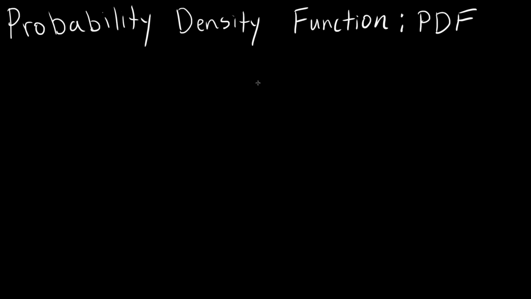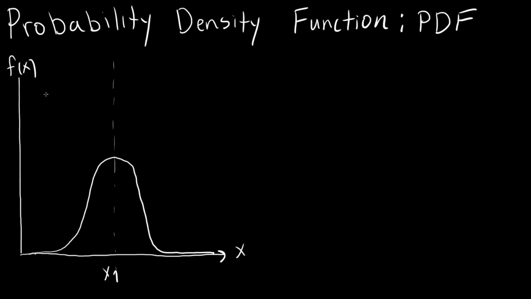Hi, in this video we're going to learn about the intuition behind the probability density function, or the PDF. So let me draw out a graph real quick. Okay, this graph represents the PDF function, and this function is a Gaussian function. So on the y-axis, it's the PDF f of x with respect to a variable x. And this variable could represent anything. For example, it could represent position. And since this is Gaussian, it is symmetric with respect to x1 here.